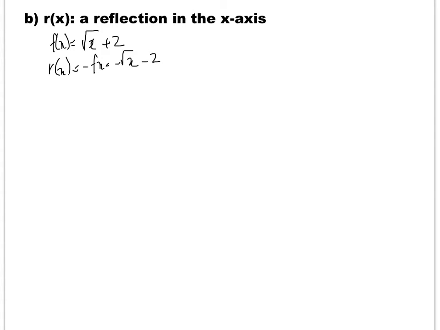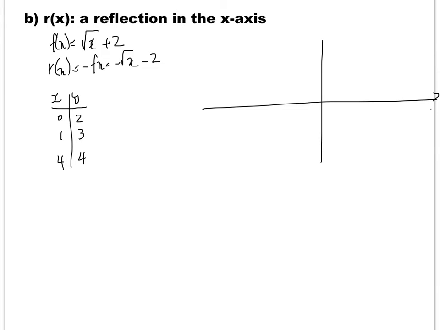Now the question is that, again, we have to plot this function. Remember from the previous example, the table of values for f of x was, again, I'm going to write it, 0, 1, 4, which is going to give you 2, 3, and 4. And again, if you plot this function, we are going to get a graph like this one.